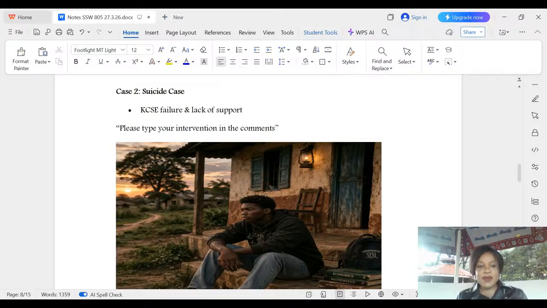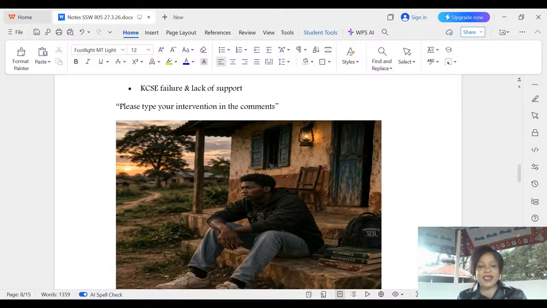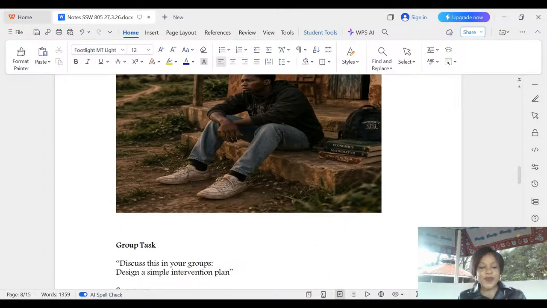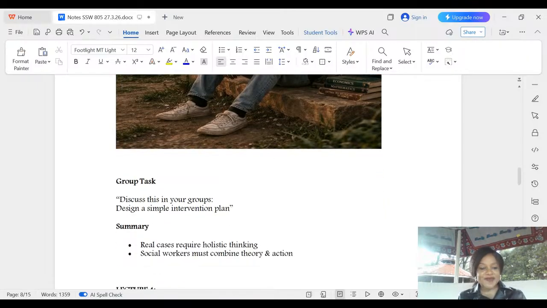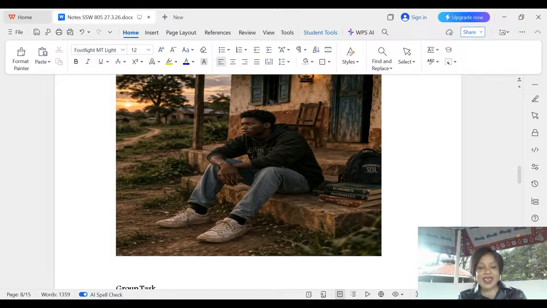So, based on this suicide case, I would like you to please go into the comments and type your suggestions for interventions that can be used to assist this young man. And then in your class discussion groups, please design a simple intervention plan together, again, for this particular case. All right. So in brief, real cases require holistic thinking. Okay. We are back to the biopsychosocial model. And then we must combine theory and action. Okay.